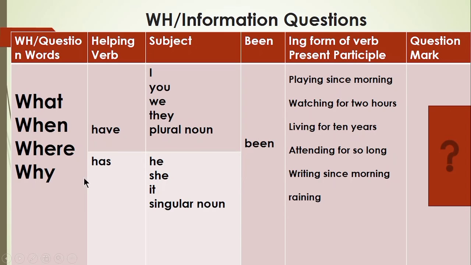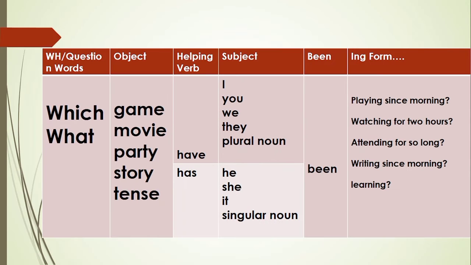So that is how we can convert the sentences into WH questions, and we answer it in a full sentence. Again, we have WH words, which and what, when there is a choice. So we bring the object right after the WH words, then has and have according to the subject, and then the subject, then been, and then the rest of the sentence, finally a question mark.